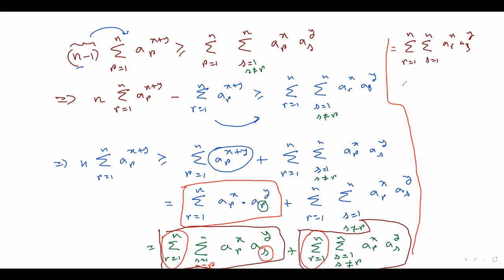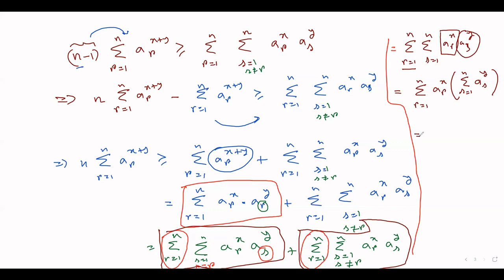Now, since we do not have any AR here and we do not have any AS here, they are independent. That is why I can just do this: R equals 1 up to N, AR to the power X, and S equals 1 up to N, AS to the power Y.